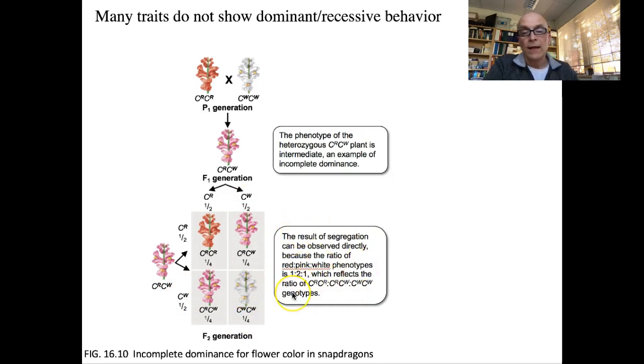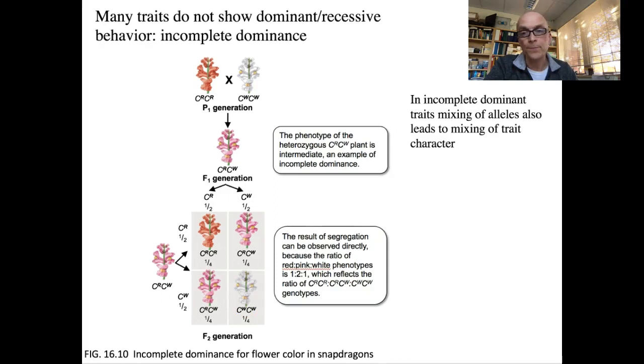So there you would have a genotypic ratio of 1 to 2 to 1. Right? There's only one of these, but there's two of these with the R and the W. And then the phenotypic ratio is the same as the genotypic ratio in this case. You have 1 red, 2 pink, and 1 white. So in incomplete dominant traits, mixing of alleles also leads to the mixing of the trait character.